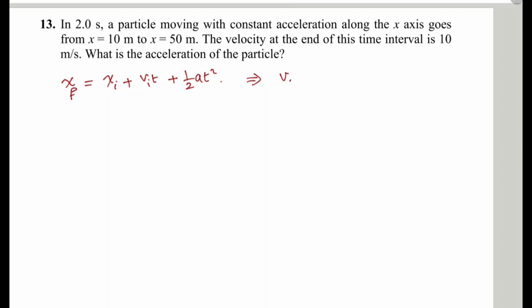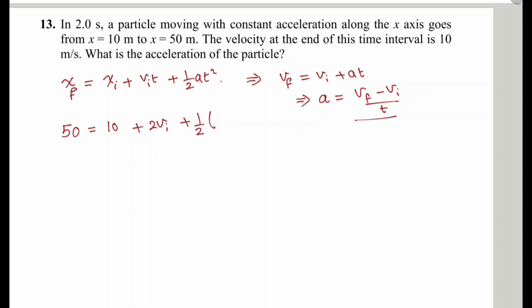Now using the equation V final equal to V initial plus at, we get a equal to V final minus V initial divided by time t. You substitute this acceleration back in the first equation, and you will find 50, the final position, equal to 10 plus 2 V initial plus half. Now the acceleration is V final minus V initial over t, times t square.